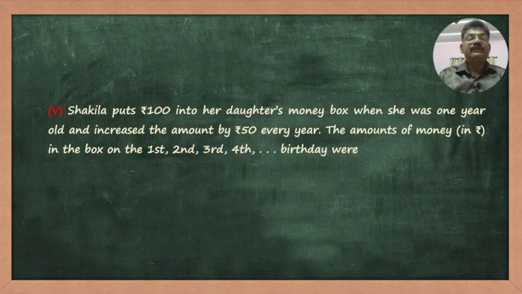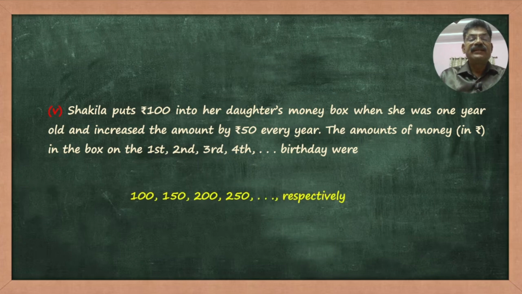This is an example. Shakila puts rupees 100 into her daughter's money box when she was 1 year old and increased the amount by 50 every year. The amounts of money in rupees in the box on the first year, second year, third year, fourth year birthdays were, you can guess, first 100, then 150, then 200, then 250 and so on. You can easily guess the pattern in this sequence of numbers.